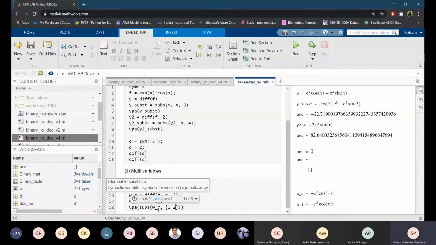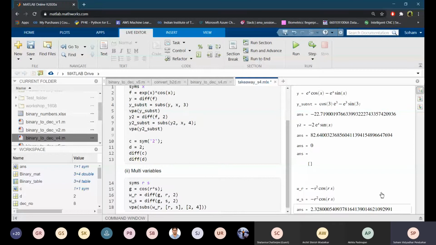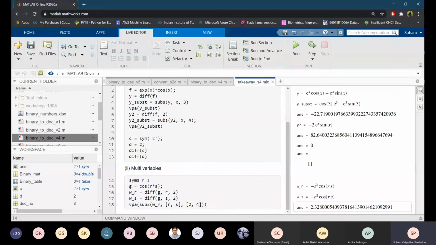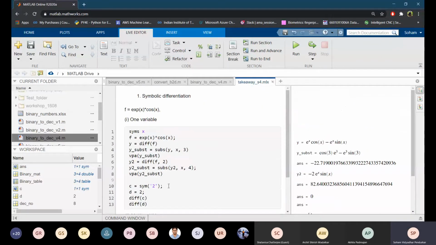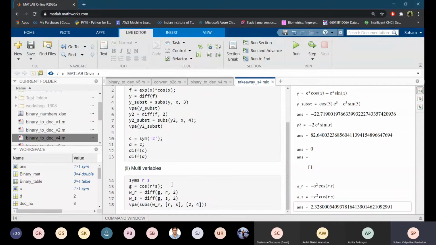Let me first actually in the array specify what is to be substituted, right? So r comma s and then in brackets let's say 2 comma 4. So this is what I want to substitute and I'll get the answer now. See, I'll get the answer. So I think that's it for the symbolic toolbox for differentiation. We'll move on ahead to differential equations also. But before that, we'll take some questions if there are.